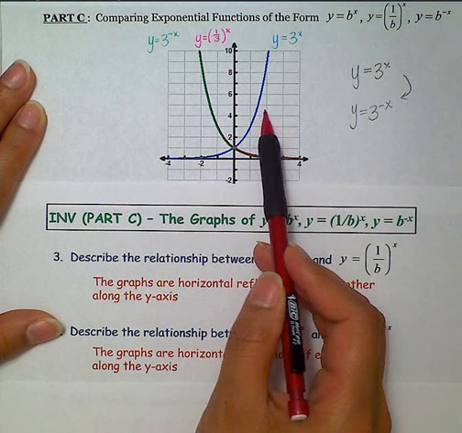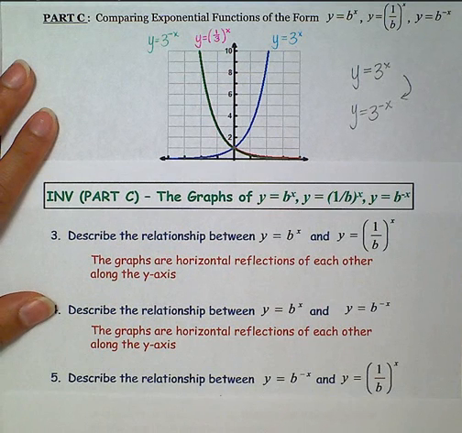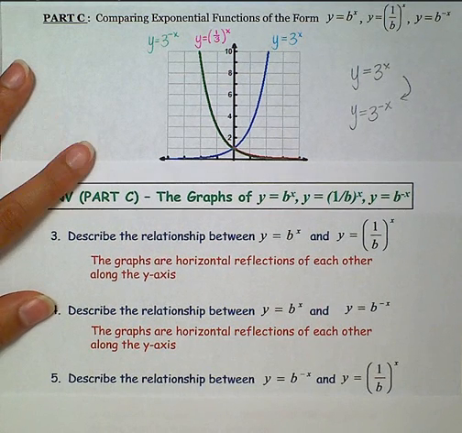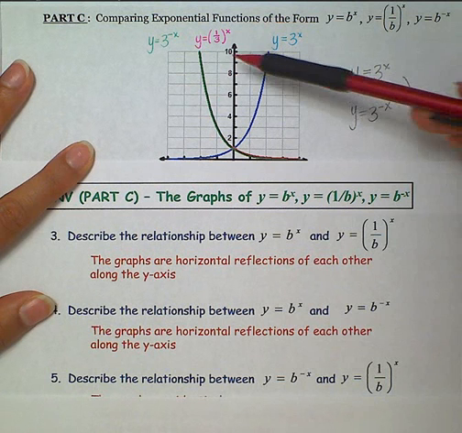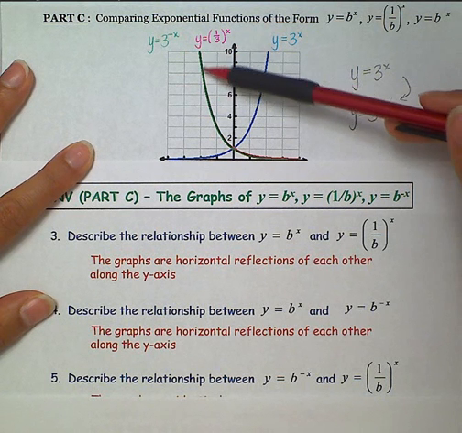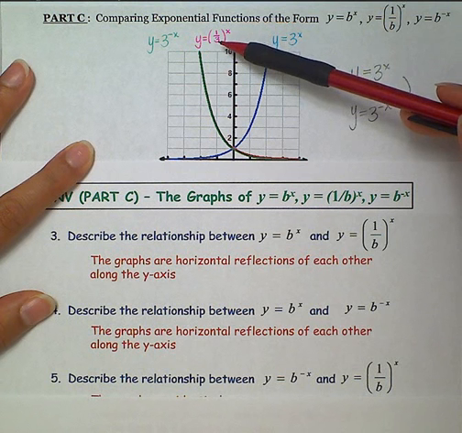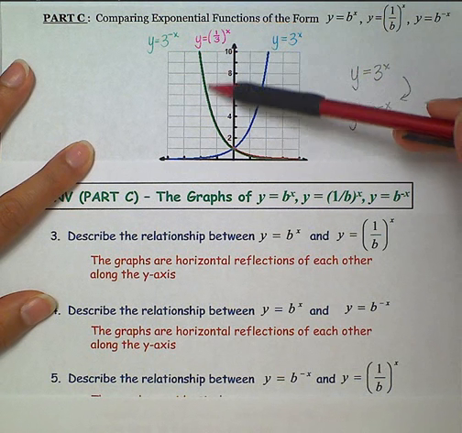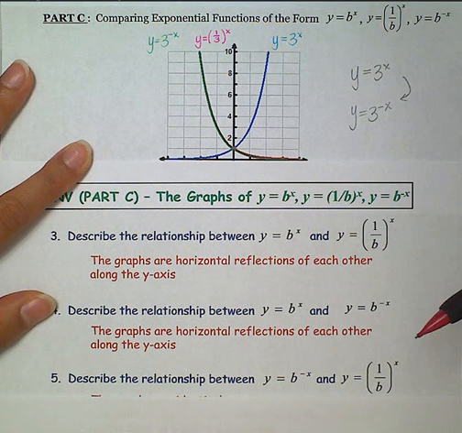The last question says describe the relationship between y equals b to the exponent negative x and y equals 1 over b to the exponent x. So we want to know the relationship between the green graph, which is y equals 3 to the exponent negative x, and the pink or red graph, which is y equals 1/3 to the exponent x. And you can see that they're both identical. They're the exact same graph.